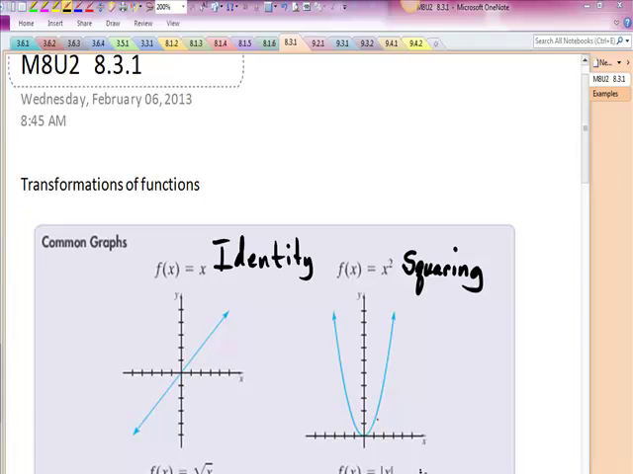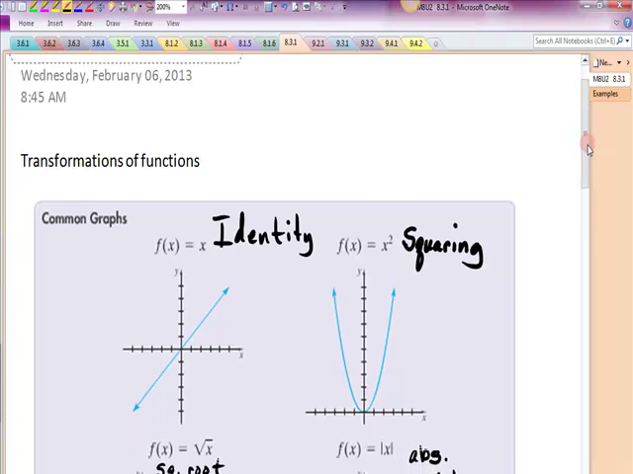In this lesson, we're going to go on and continue to work with our functions. In the previous unit, we spent our time working with just linear functions. Now we're going to look at some other common functions.